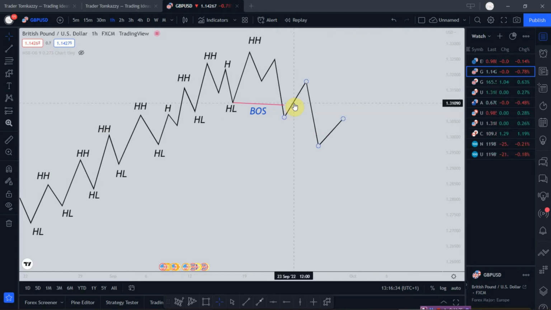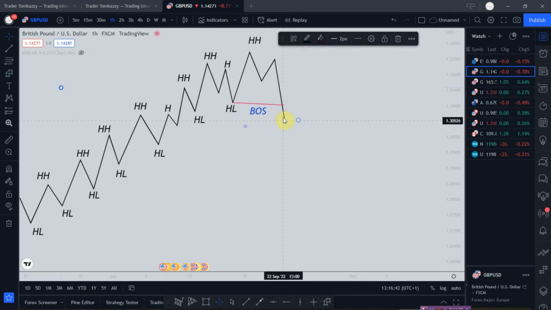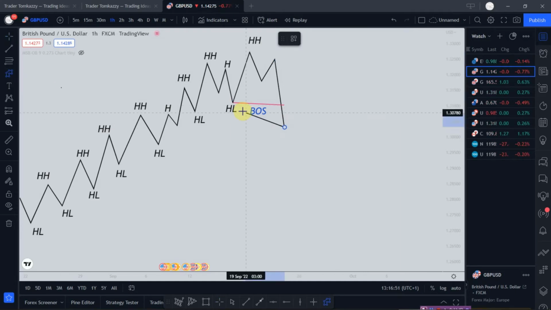So the market is now trying to form what? Lower lows. A lower low has been formed here because it's lower than this low. Then it will form a lower high. Then the next low must be lower than the previous low here. They also call it a lower low. Like that.